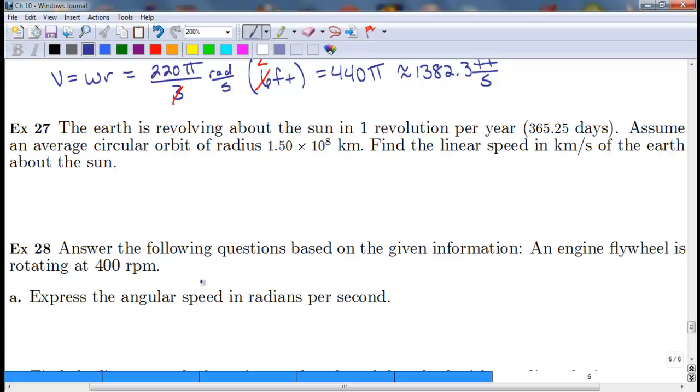In all honesty, this is very close to just being a unit analysis problem. If you can get really good at dimensional analysis and converting units, then problems end up being a lot easier a lot of times. And essentially that's what we need to do here. We want to find the linear speed in kilometers per second. We've got kilometers and we've got this unit of time. So let's look at that.